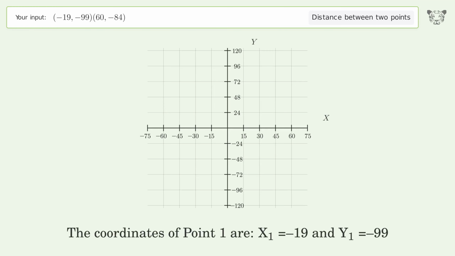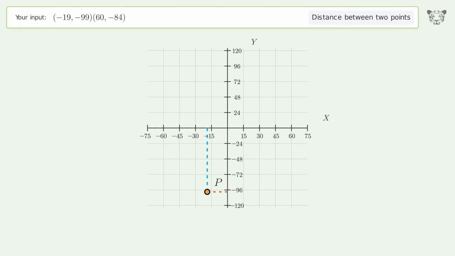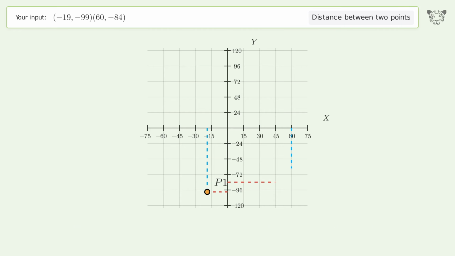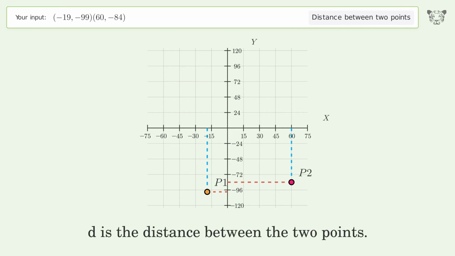The coordinates of point 1 are x1 equals -19 and y1 equals -99. The coordinates of point 2 are x2 equals 60 and y2 equals -84. D is the distance between the 2 points.